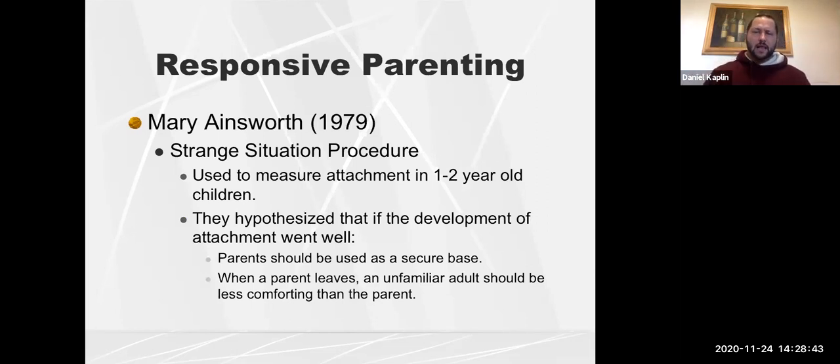Now, the third element of building attachment is responsive parenting. And Mary Ainsworth demonstrated, doing a study with the strange situation procedure, that parents could and should be used as a secure base. And if there's a parent that is responsive, when the parent comes back, they're going to be comforted. When a child leaves, when a parent leaves, the child's going to be mildly distressed.